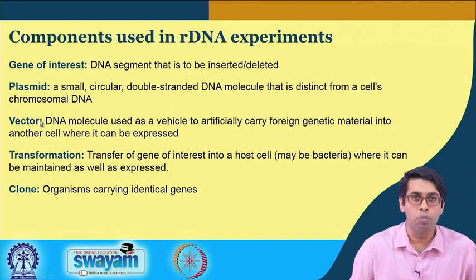Then there are two components, one is plasmid and the other one is vector. So, we use these two terms interchangeably. So, what is a plasmid? It is a small circular double stranded DNA molecule which is present inside a cell, but it is distinct from the organism's genome. Okay. So, plasmids are typically of the size of several thousand base pairs, let us say 6,000 to 10,000 base pairs.